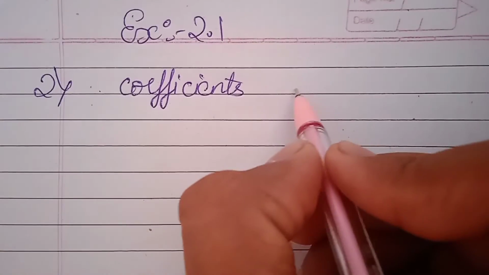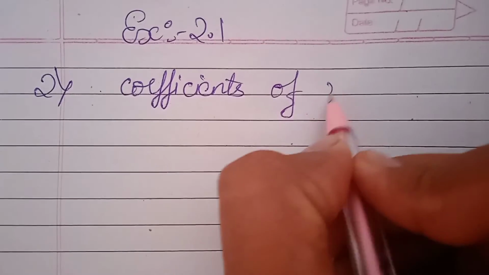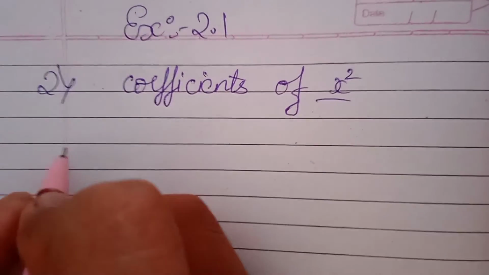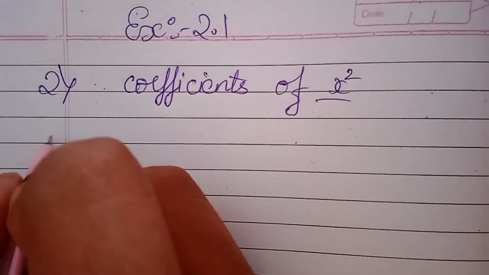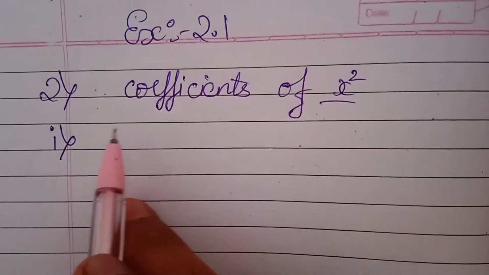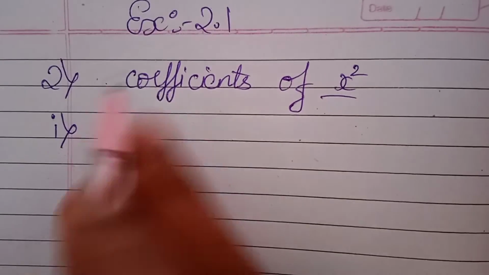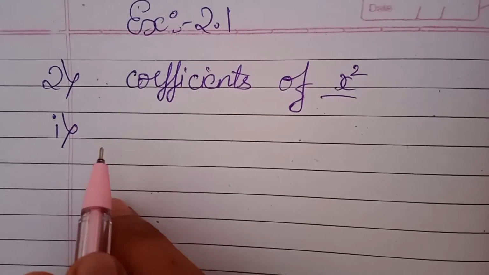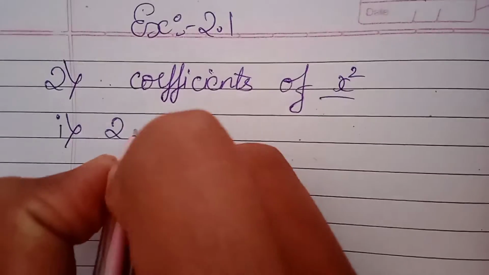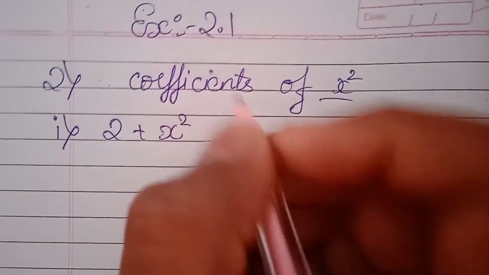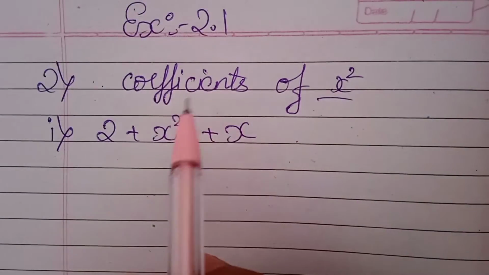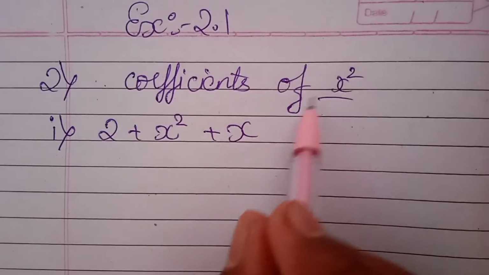Coefficients of x square. They told to write the coefficient of x square. I told you what a coefficient is in the first part of the video. If you did not see it, I will give you the video link in the description box, go and watch. Okay friends, the first question is 2 plus x square plus x. They said to find the coefficient of x square.